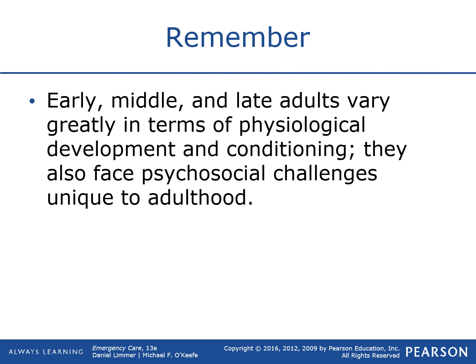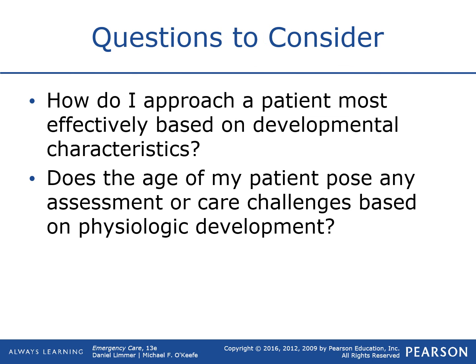Early, middle, and late adults vary greatly in terms of physiological development and conditioning. They also face some psychosocial challenges unique to adulthood. So how do you approach a patient most effectively based off of developmental characteristics?